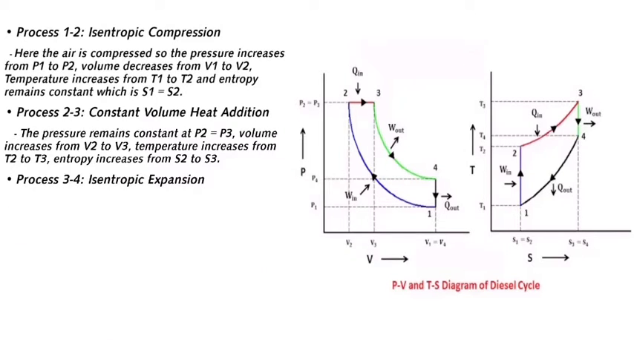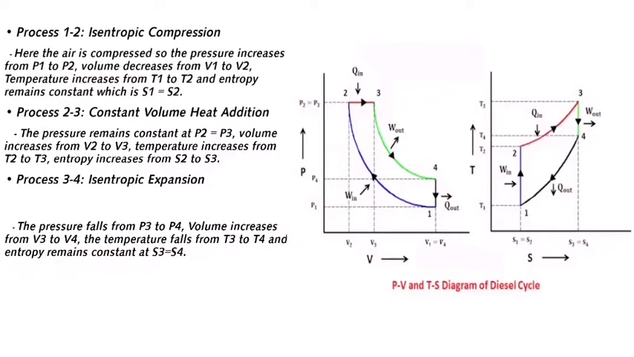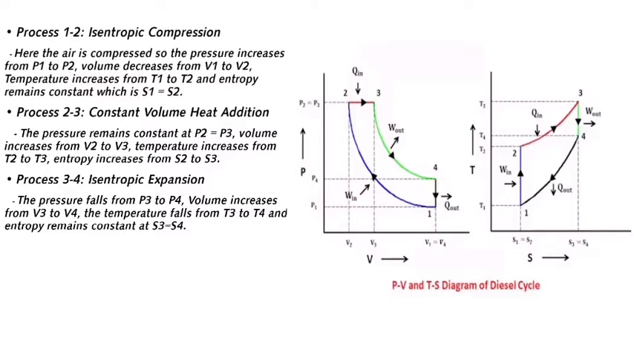Then after that is the process 3 to 4, known as the isentropic expansion. In this process, after heat addition, the expansion of air takes place isentropically, and work is obtained from the system. The pressure falls from P3 to P4, volume increases from V3 to V4, the temperature falls from T3 to T4, and entropy remains constant at S3 equals S4.